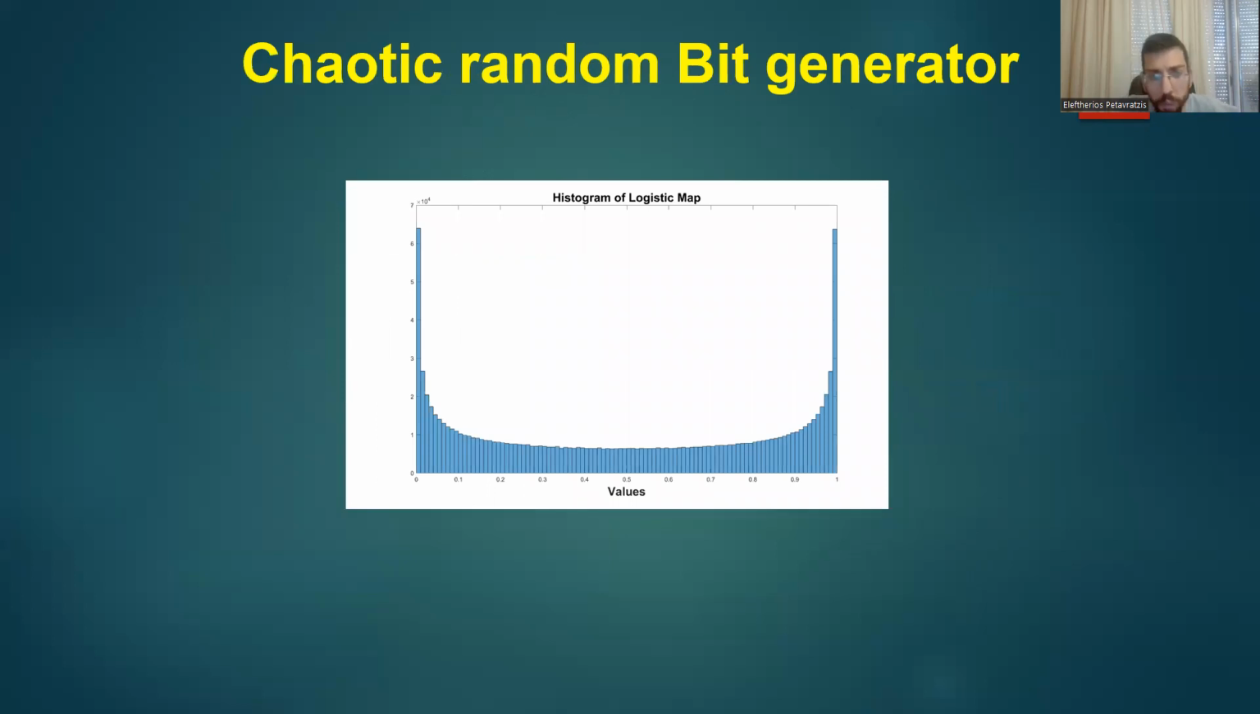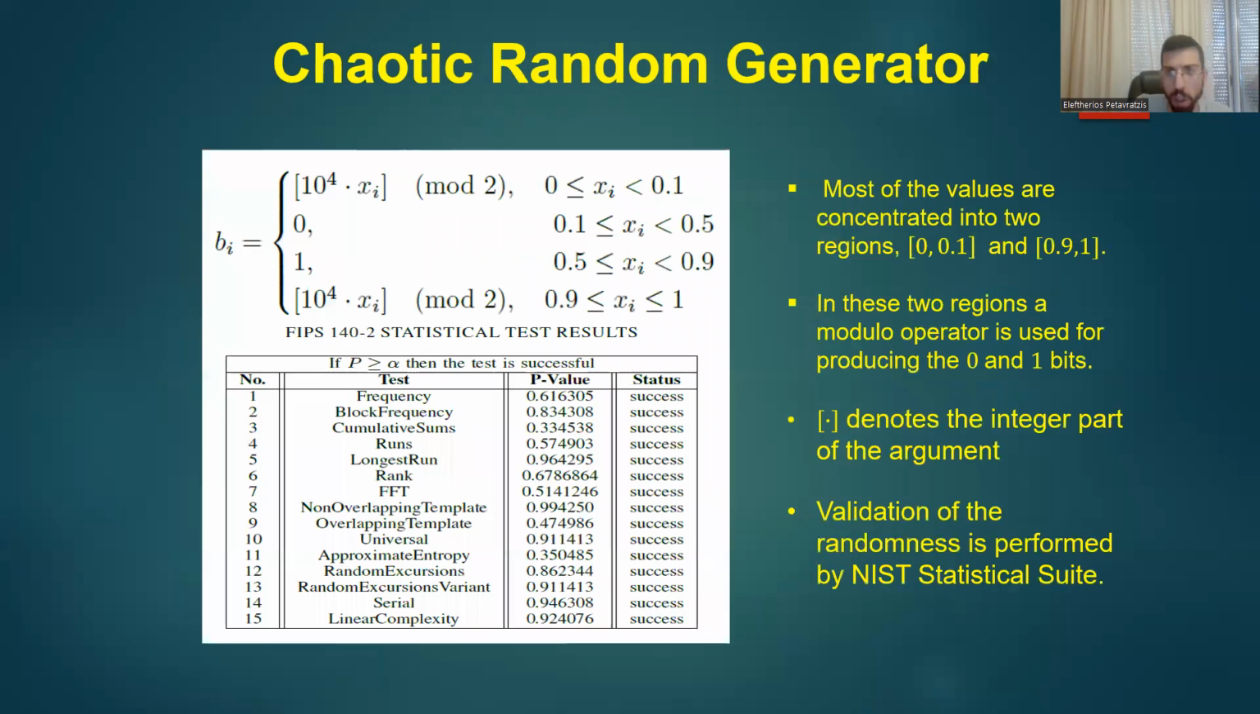Here we have the histogram of the logistic map, and I think you can notice that at these two edges of the histogram we have the majority of the values of the logistic map. So, in order to create bits that are truly random, we decided that in these two regions we're going to use a modulo operator. The rest are produced the way that you can see over there.